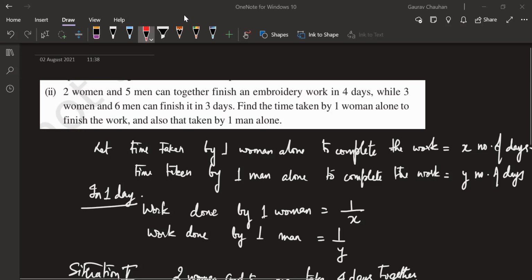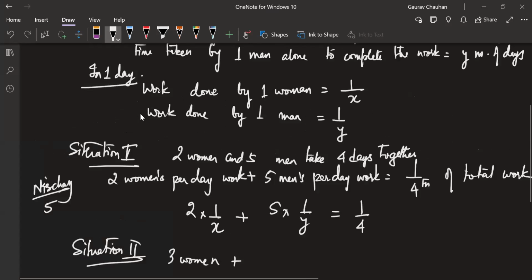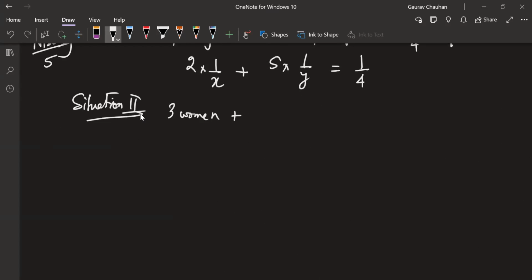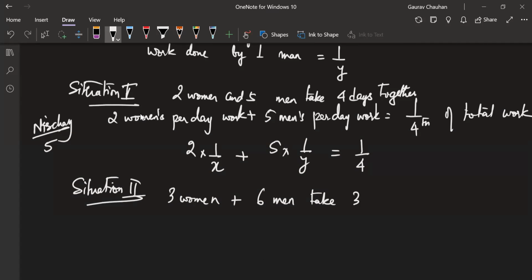Situation 2 equation. So 3 into 1 by x plus 3 women's work plus 6 into 1 by y is equal to 1 by 3. Okay, guys, see this. In the second equation, what? In the second situation, 3 women plus how many men were there? 6 men take how many days? 3 days. Okay, take 3 days together.